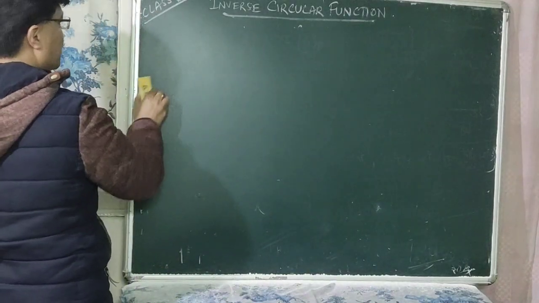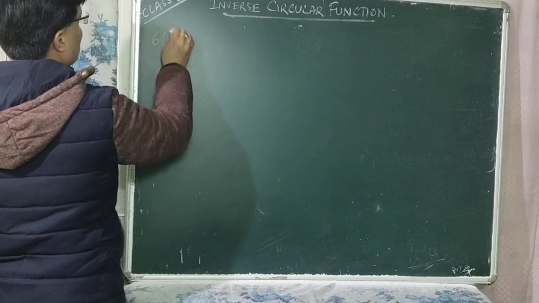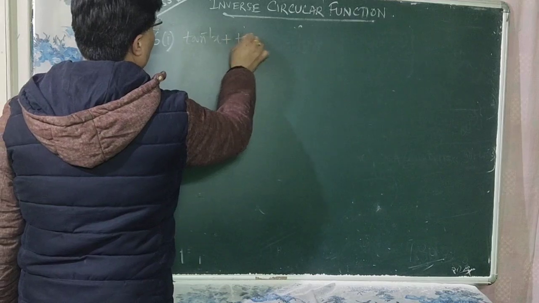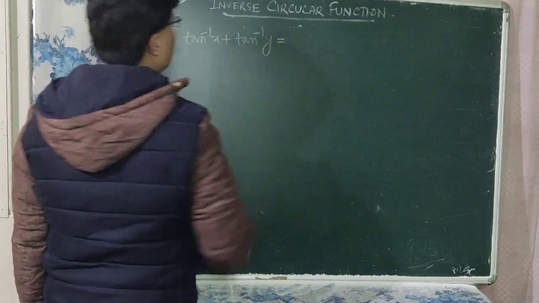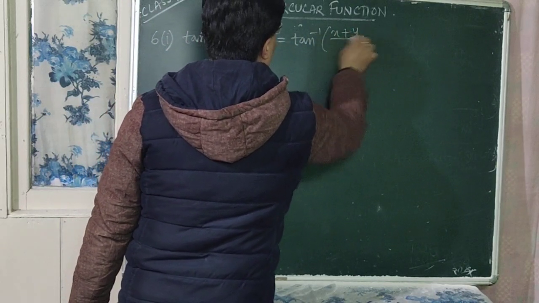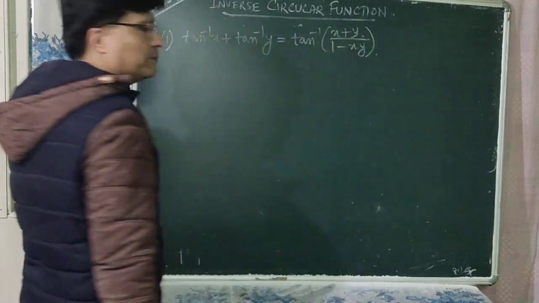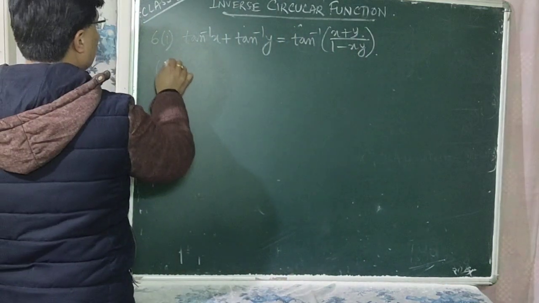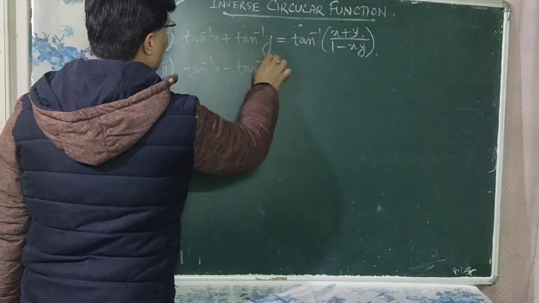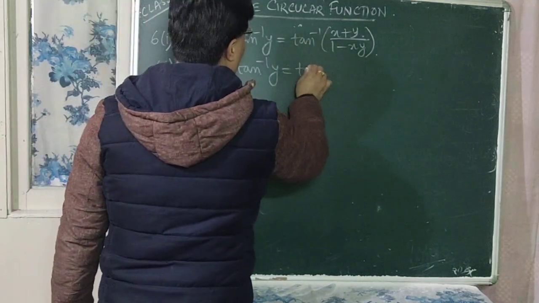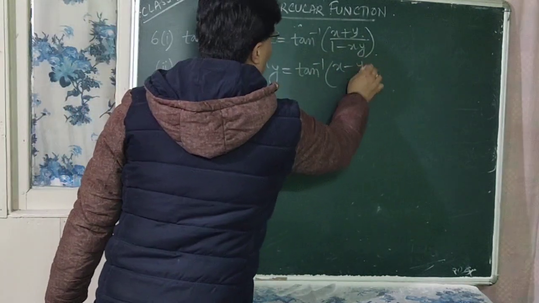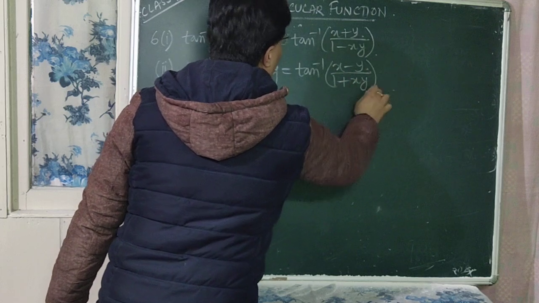So let us prove number 6. So 6 number 1 is tan inverse x plus tan inverse y is equal to, this formula is tan inverse x plus y upon 1 minus xy. Okay, and number 2 is tan inverse x minus tan inverse y is equal to, it is tan inverse x minus y upon 1 plus xy.